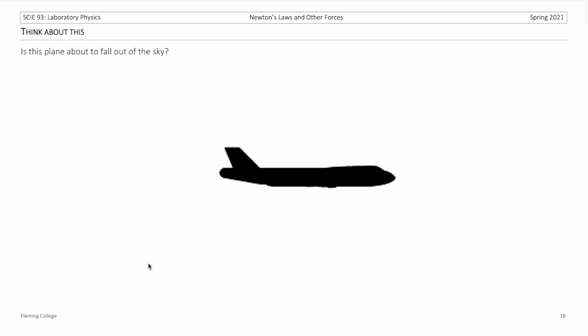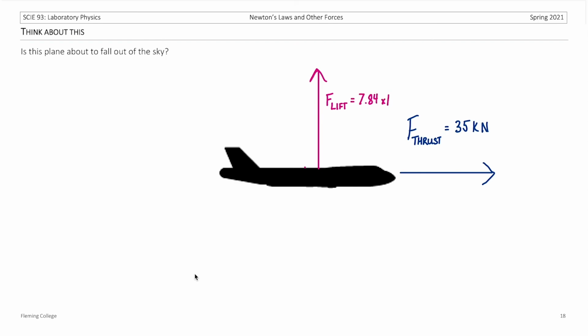But before then, I want you to consider this plane, and I want you to tell me if this plane is about to fall out of the sky. You'll need to base your judgment on the fact that this plane has a thrust equal to 35 kilonewtons, a lift equal to 7.84 times 10 to the 4 newtons, a weight with magnitude 7.84 times 10 to the 4 newtons, and a drag equal to 35 kilonewtons. The concepts we introduced today will help you understand this problem.